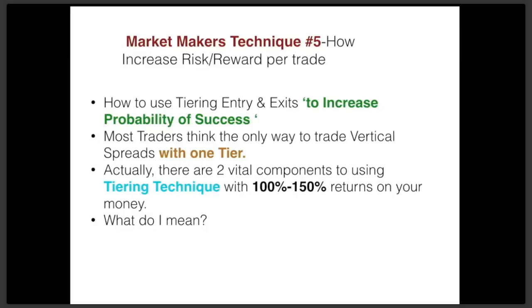Okay, so let's move on to technique 5, how to increase the risk and reward per trade. How to use tiering entry and exits to increase the probability of success, which I showed you earlier on the free pot. And most traders think the only way to make money is to trade vertical spreads with one tier. Actually, there are two vital components to using tiering techniques. This tiering technique with 100 to 150% returns on your money. What do I mean by that?